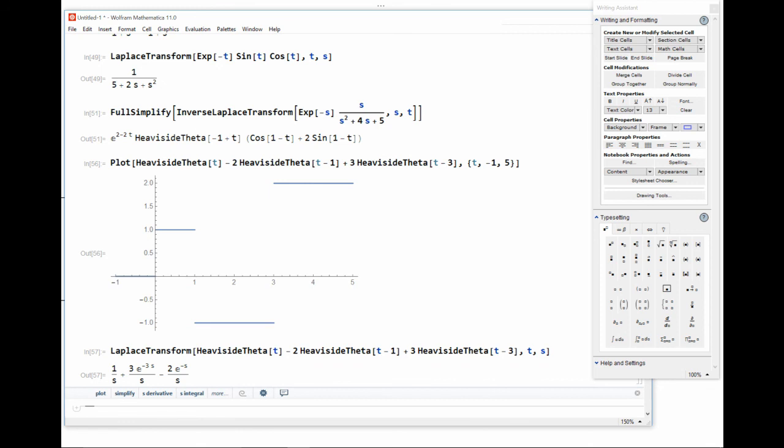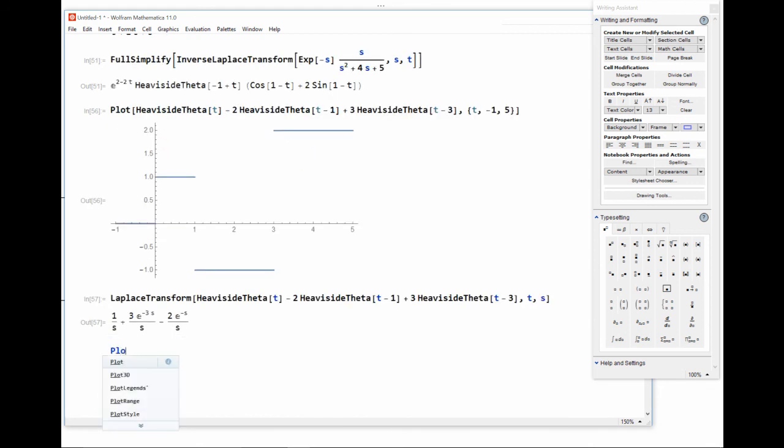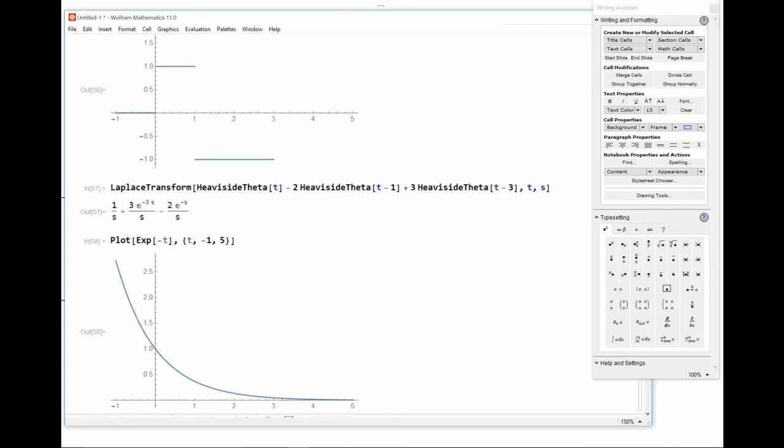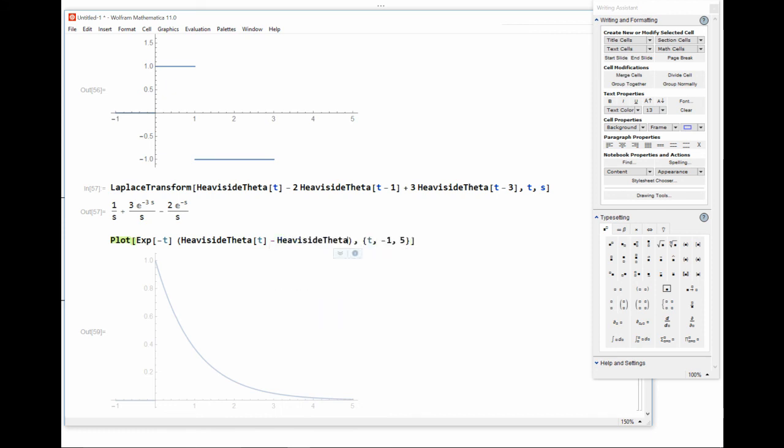All right, what about the other function? That is e to the minus t, all from 0 to 2, and then it turns off. So this is a regular plot of the function e to the minus t. Well, I'm going to turn it on at 0. So this is what happens. Well, then I need to turn it off at 2. And that's what happens.